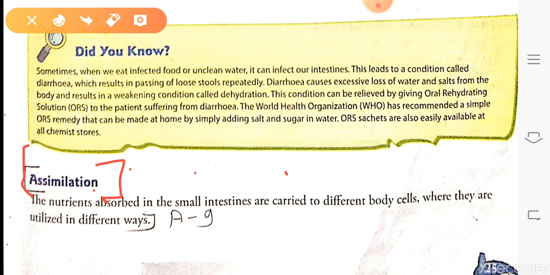The nutrition is absorbed, as we saw in absorption, where the small intestine absorbs the nutrition and the blood vessels carry it to the various parts of the body. Now we will look at where and in what way they are utilized by the body.